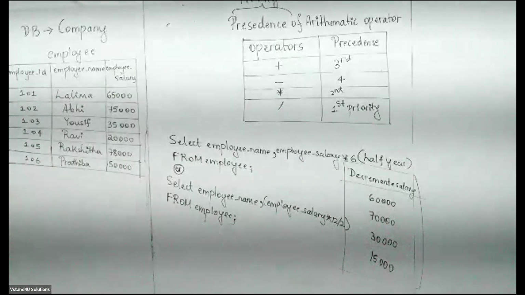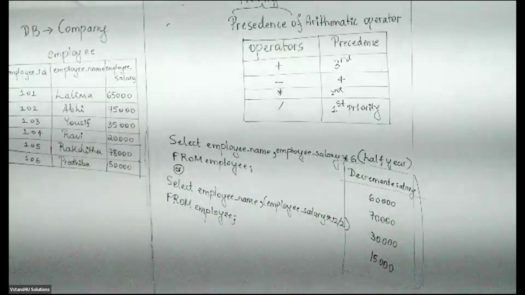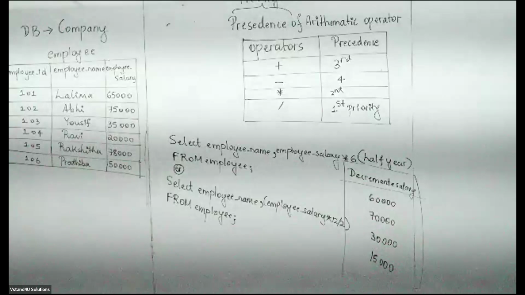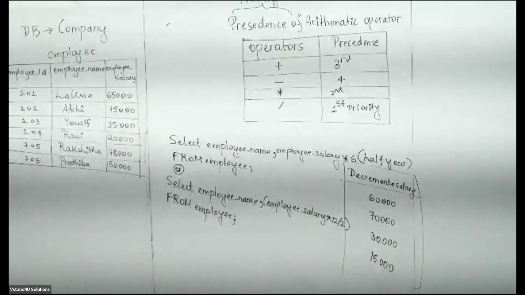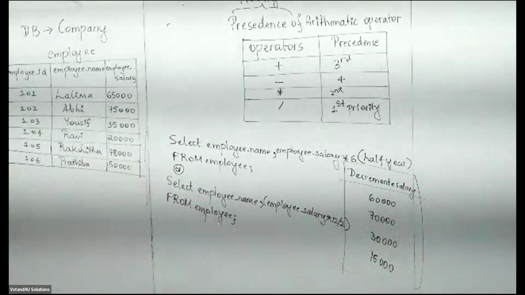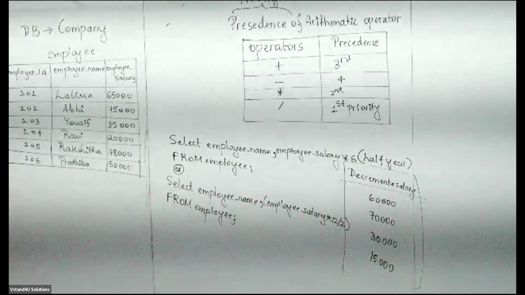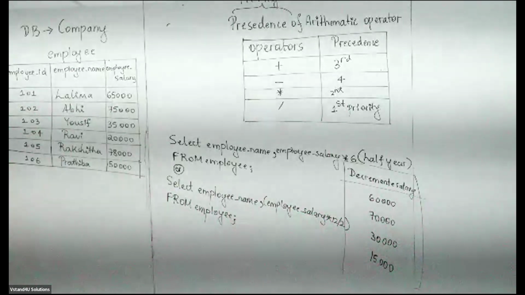We will go with a few queries. Next one, take down the next query. Find the employee's salary which is divisible by 5,000. Employee salary divisible by 5,000. So how will you write?